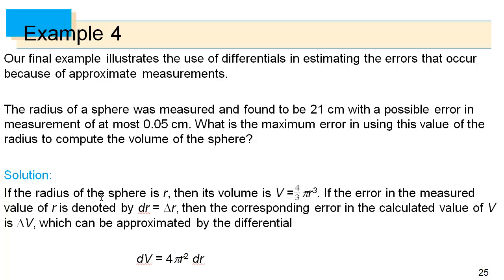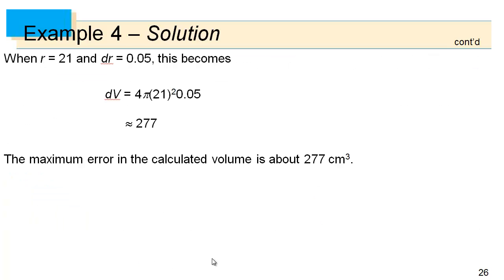Well, we know that volume is related to radius by 4/3 pi r cubed. If the error in the radius is denoted by a change in r, a dr, then the corresponding error in our volume is going to be our change in v, delta v. And we can figure out what delta v is by just taking the derivative of this formula. Delta v is equal to 4, because the 3 came down and canceled the 4/3, 4 pi r squared dr.